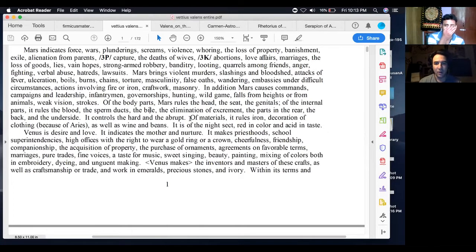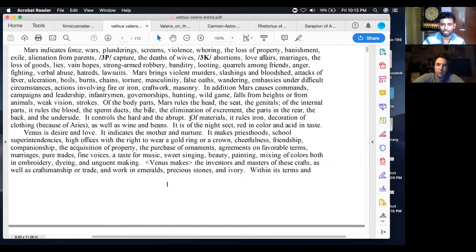So, what do you have to say about this stuff, my man? I think I have a lot to relate with the nodes for what they've given with Mars. I think force, wars, plunderings, screams, violence, and stuff, those are all Martian, but loss of property, I'll take with the nodes. Banishment and exile kind of makes sense, but I can also associate that with Saturn. Saturn is the farthest planet from the luminary, so I can easily relate that to Saturn.